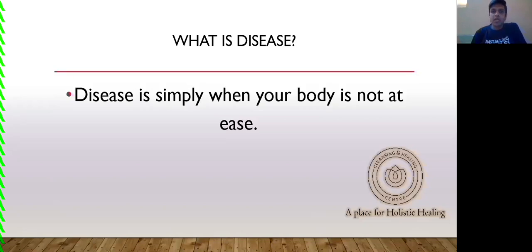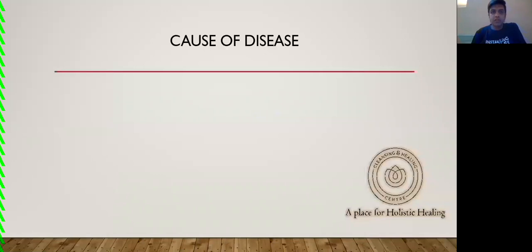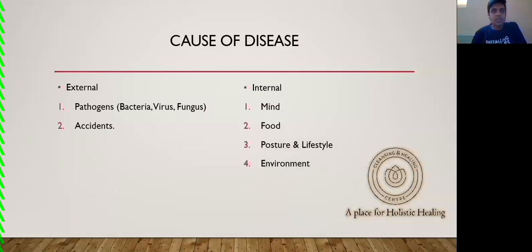So coming back to the causes, we can divide the cause of disease into two halves. That is external and internal. External causes are accidents and infections due to various pathogens like bacteria, virus, fungus, which are sometimes beyond our control. But if our internal condition of the body is strong, recovery will be faster. So mainly it's the condition of our internal body that is primary. So now let's see what are the main reasons which bring disease to our body. There are mainly four reasons. First, mind. Second, food. Third, posture and lifestyle. And lastly, the environment.